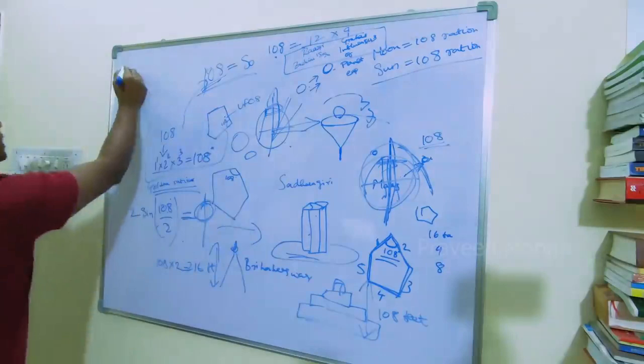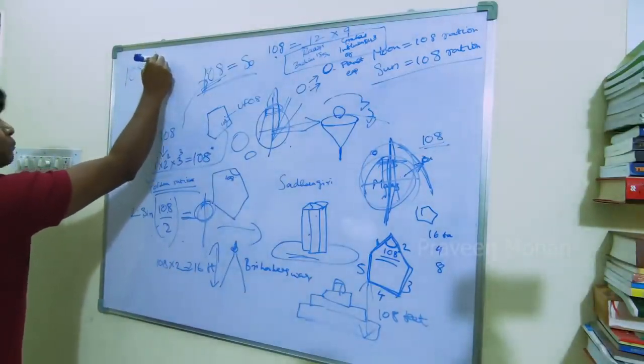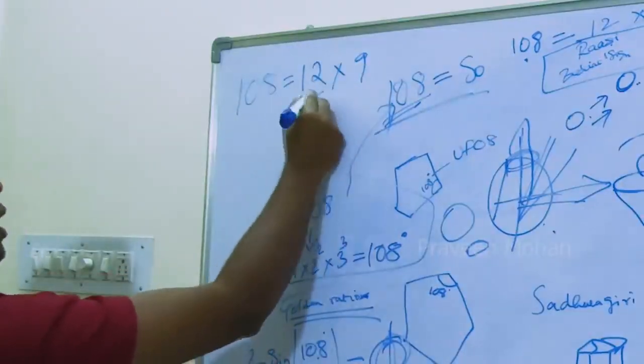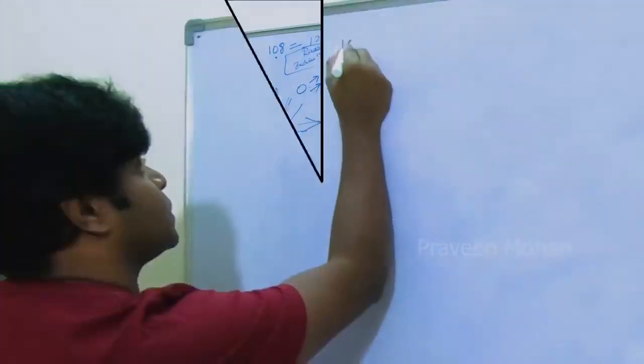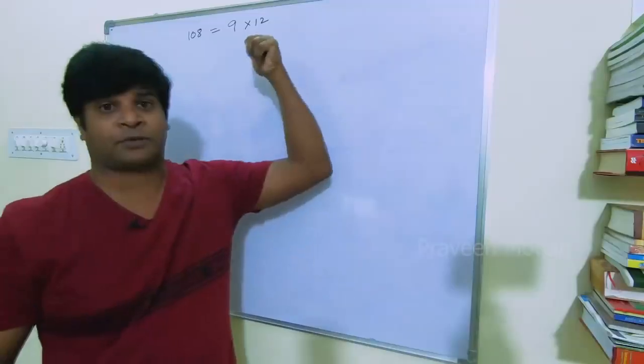Okay, so 108 is a product of these two magical numbers, 12 and 9. And let's take a look at these numbers. Now let's look at the number 9. Now this is a very interesting number.